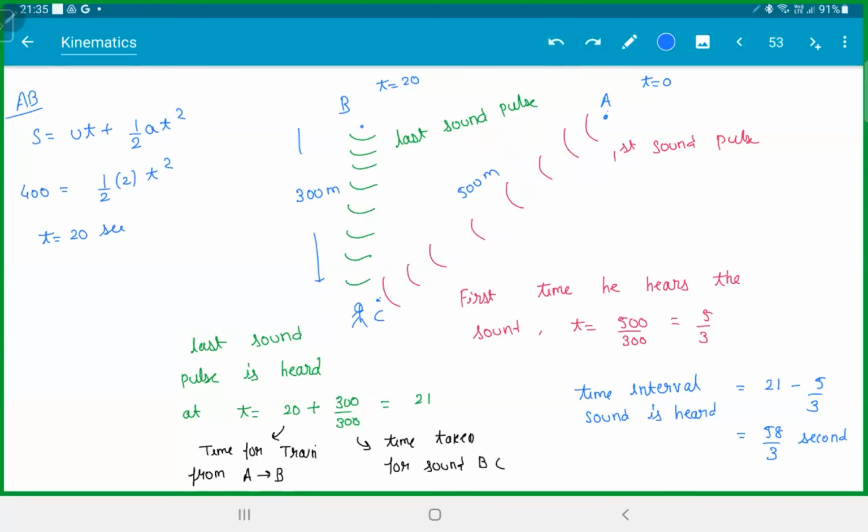Is everyone getting the logic? Because the sound was being released at different points, the sound was traveling different distances. Initially, sound traveled 500, finally 300. So there's a difference of 200 meters of distance, which is 2 by 3 seconds. That's the difference that you're getting. So even though the siren is on for 20 seconds, you could actually hear it only for this much.